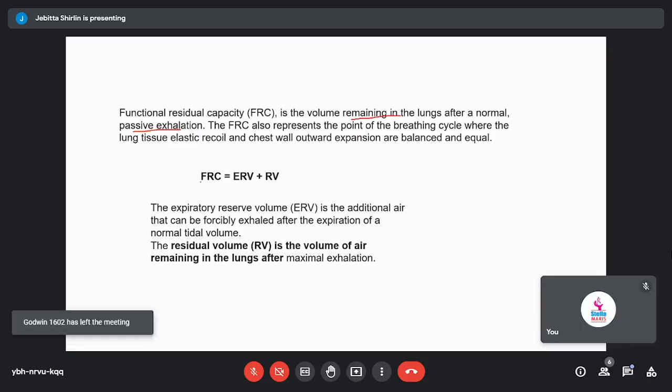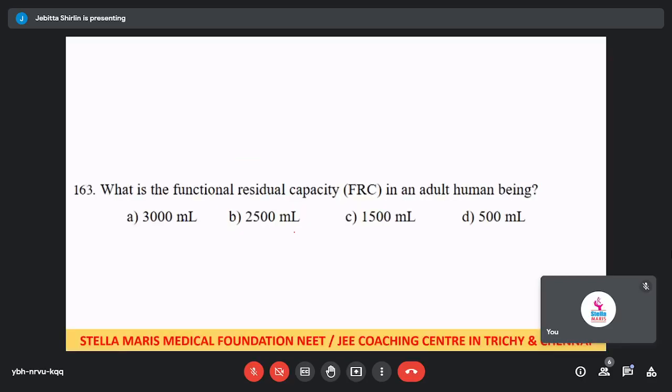The functional residual capacity is calculated by a formula, which is ERV plus RV. ERV is the expiratory reserve volume, the additional air that can be forcibly exhaled after a normal expiration. RV is the residual volume, the volume of air that remains in our lungs after a maximal exhalation. So FRC is equal to ERV plus RV, which is 2500 ml or 2.5 liters.